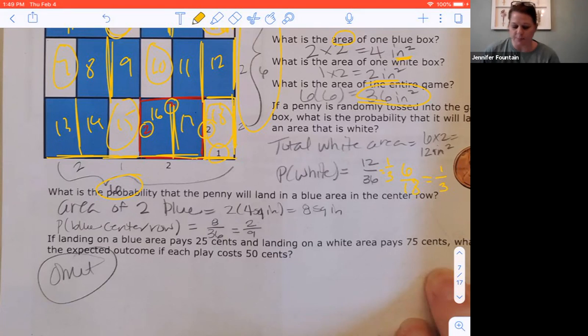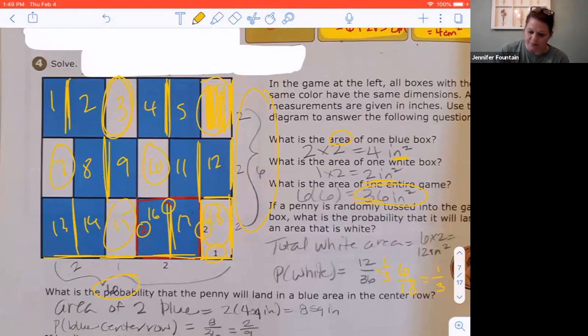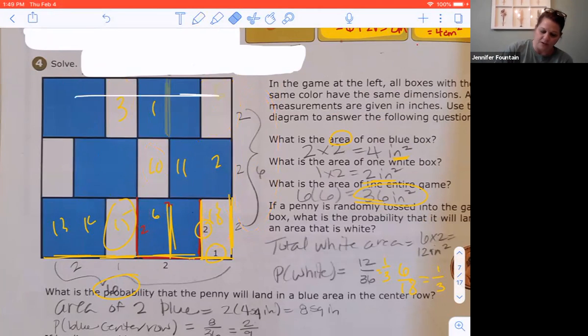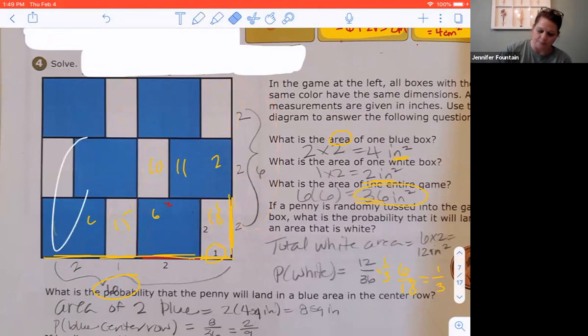Okay, so on this one, it says, what is the probability that the penny will land in a blue area in the center row? So now what I've got to do is I've got to focus on my center row here. Erase this.